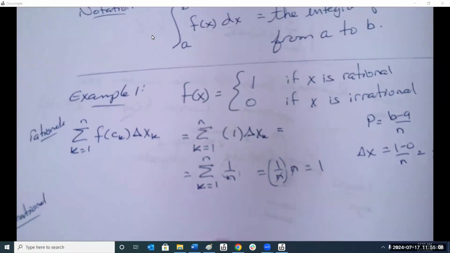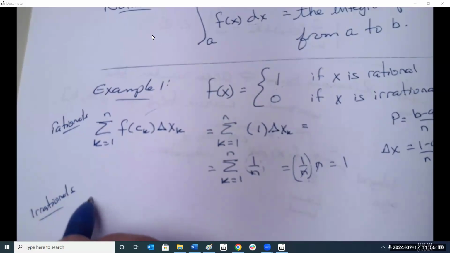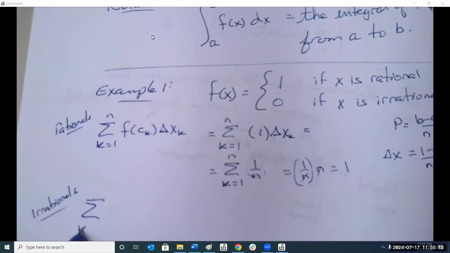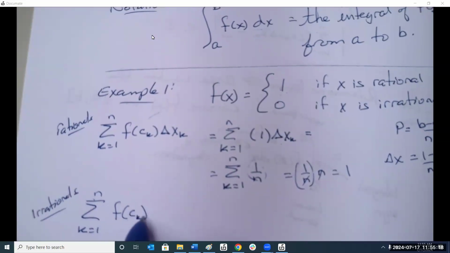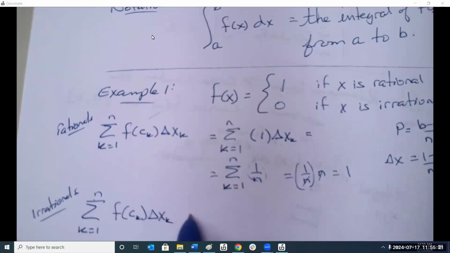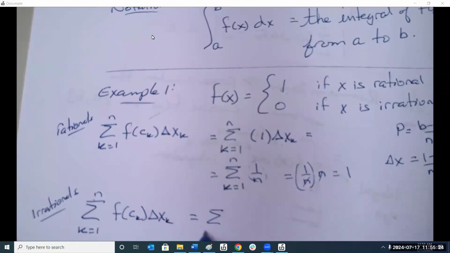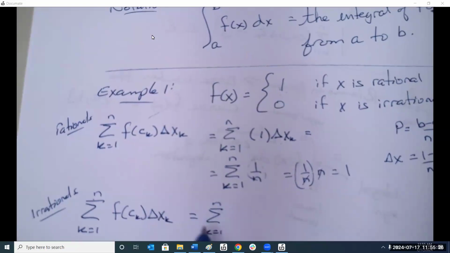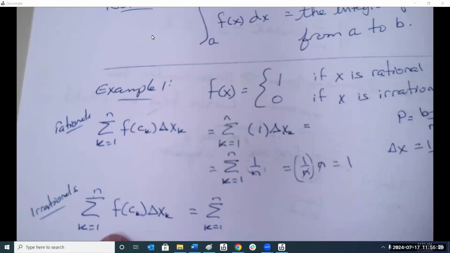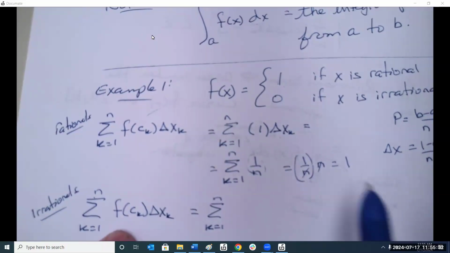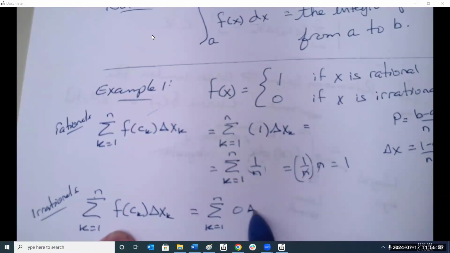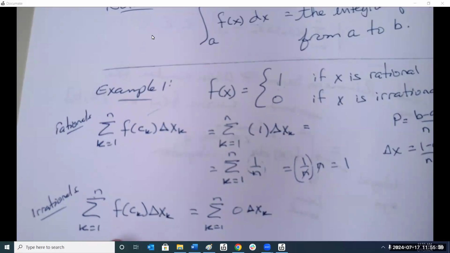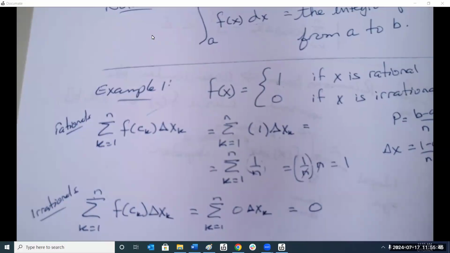For our irrationals, we use the same function. But what's our function f of x going to be for the irrationals? Our f of x equals 0 for the irrationals. So it's 0 times delta x. 0 times anything is 0. So this one's going to be 0.